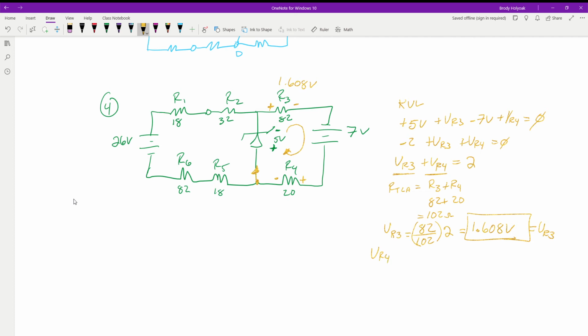VR4 is the next one we have to solve for. So that's going to be our 20 over the 102 times 2, or we take the 2, subtract the 1.608. Either way will give us the same answer. And then that is the voltage across R4. I got a 392 millivolt. That's it.